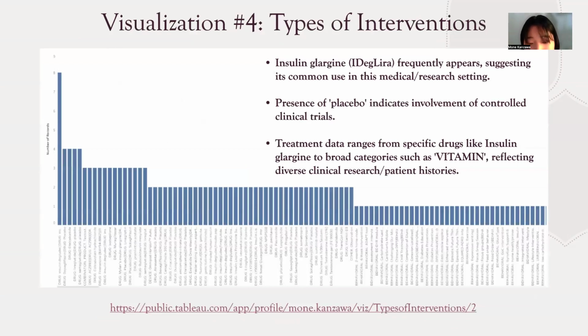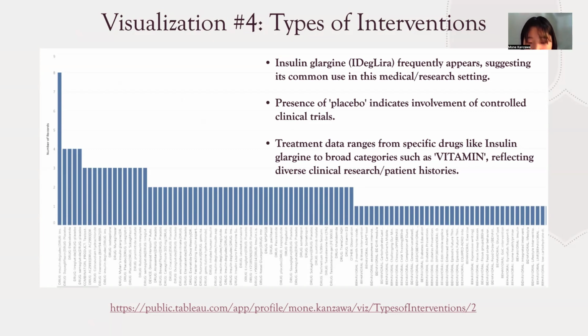Interventions. Insulin glargine appears most often in the data, showing up 8 times. This may imply that insulin is a common choice for treatment in this particular medical or research environment, as it appears often in data. Insulin glargine is a medicine used for diabetes. It helps raise insulin in your body to lower blood sugar levels. It's a type of long-lasting insulin. Usually it's used together with changes in diet and exercise.